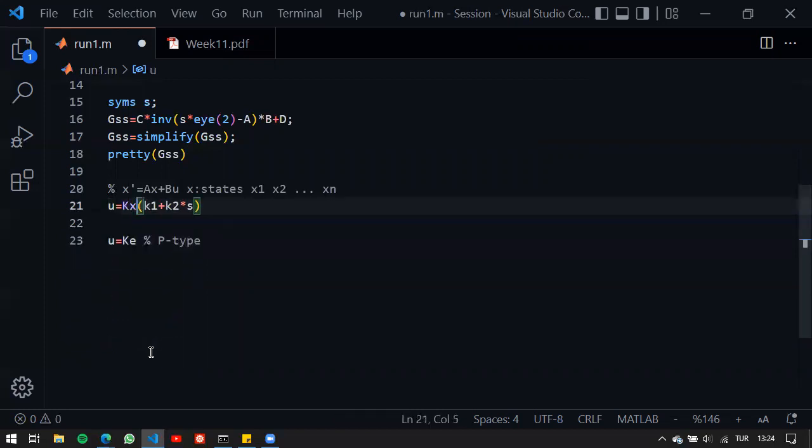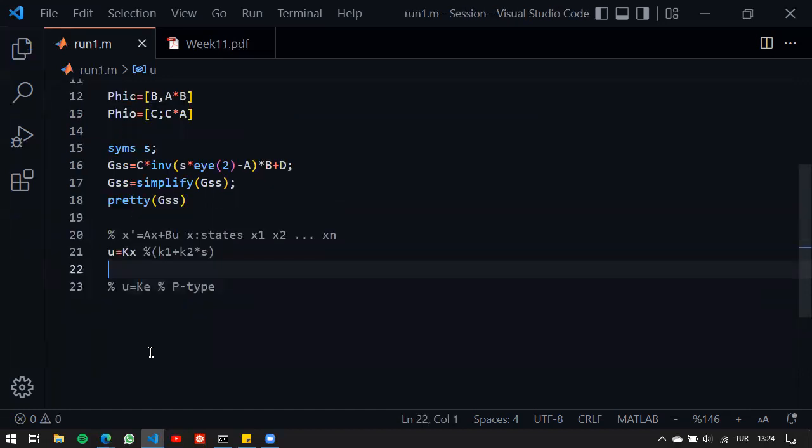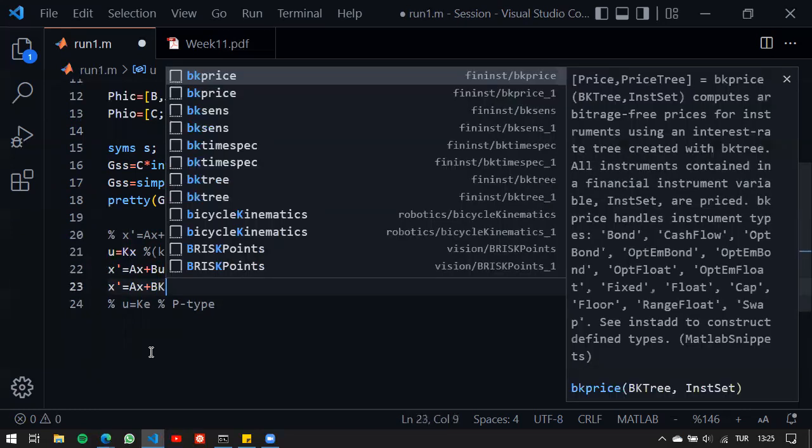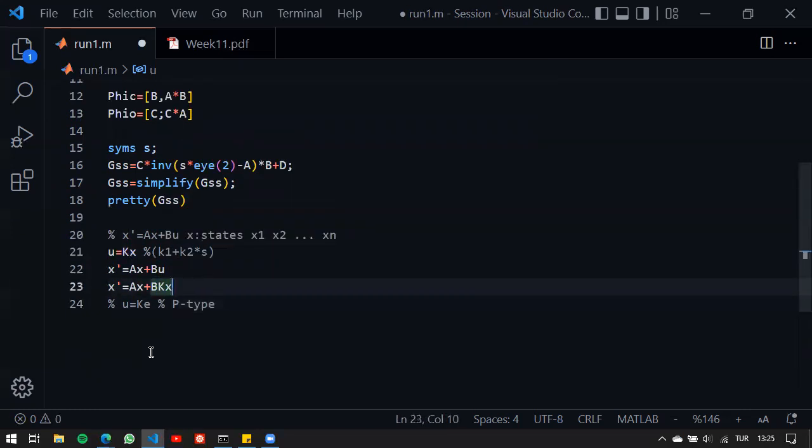And let me also leave this here. Now, if we have this equation, and if we plug in the controller here, because U is not independent anymore, it's not any input, it's depending on X, and there is a linear factor there. So it's basically K times X. U is equal to K times X.